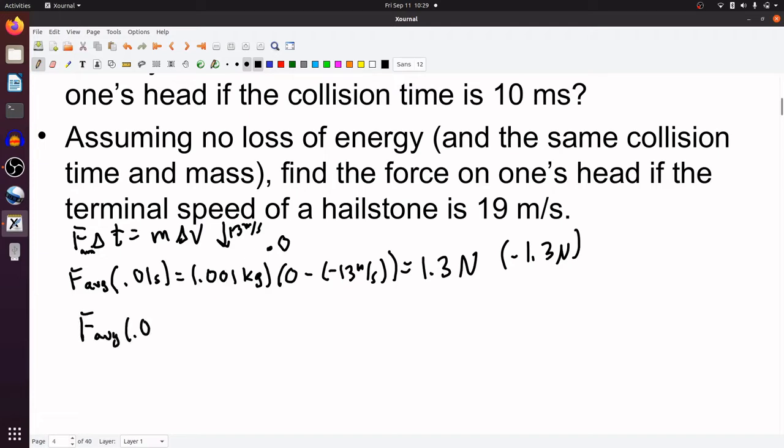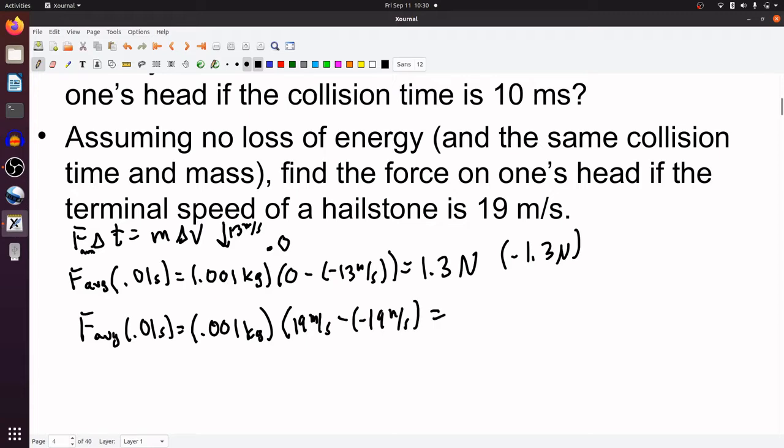We have the same time, so 0.01 seconds. The same mass, 0.001 kilograms. We're assuming it rebounds at the same speed, assuming no loss of energy. So that means instead of 0, it's going to rebound at a positive 19. And then the initial is a negative 19 as well.